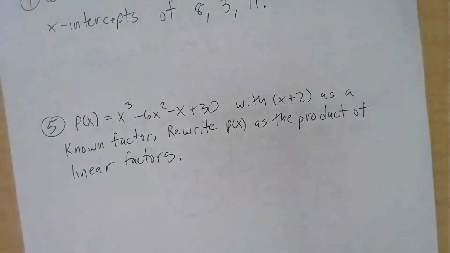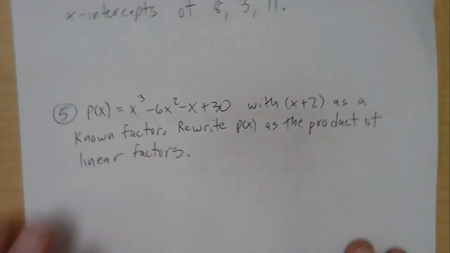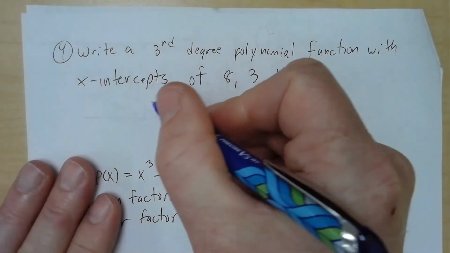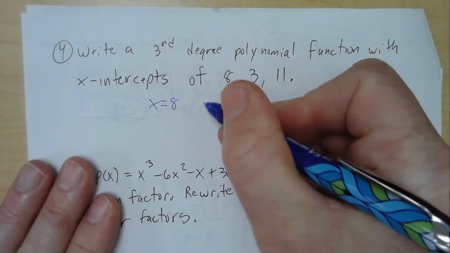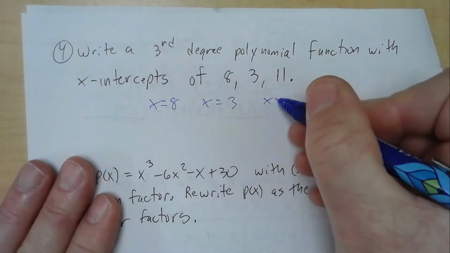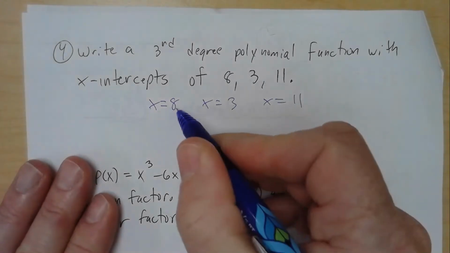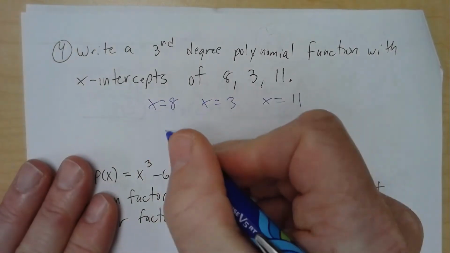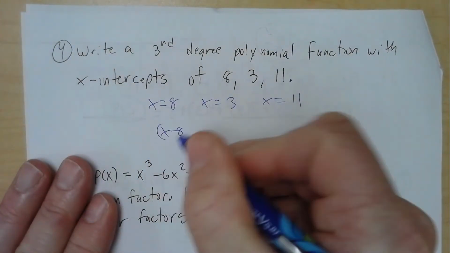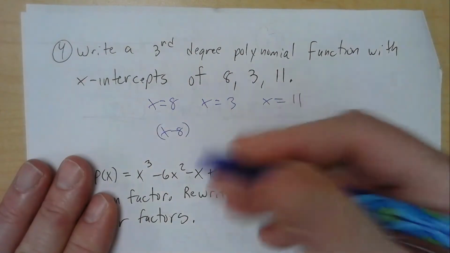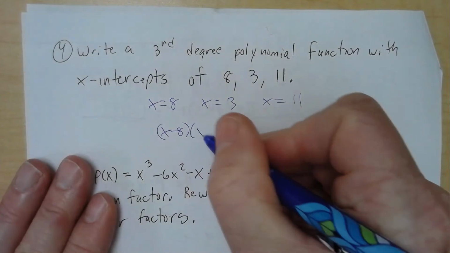All right, so write a third degree polynomial with x-intercepts. There's actually infinitely many answers for this, but this would be the easiest one to do. So x-intercepts are x equals 8, x equals 3, and x equals 11. So you just bring these over to the other side of the equation. When you bring this over, you would subtract it over, and you get x minus 8, right? So x minus 8 is the factor, and then x equals 8 is the solution. We've talked about the connection between those many, many times.